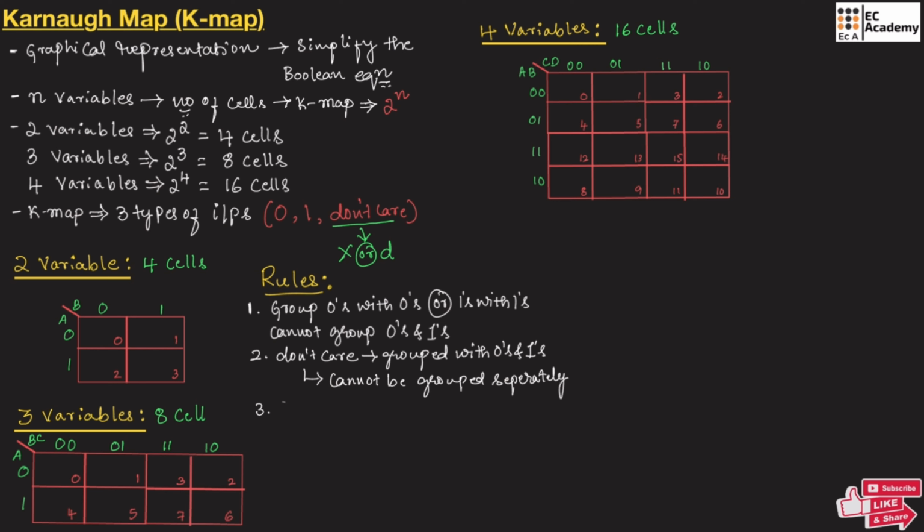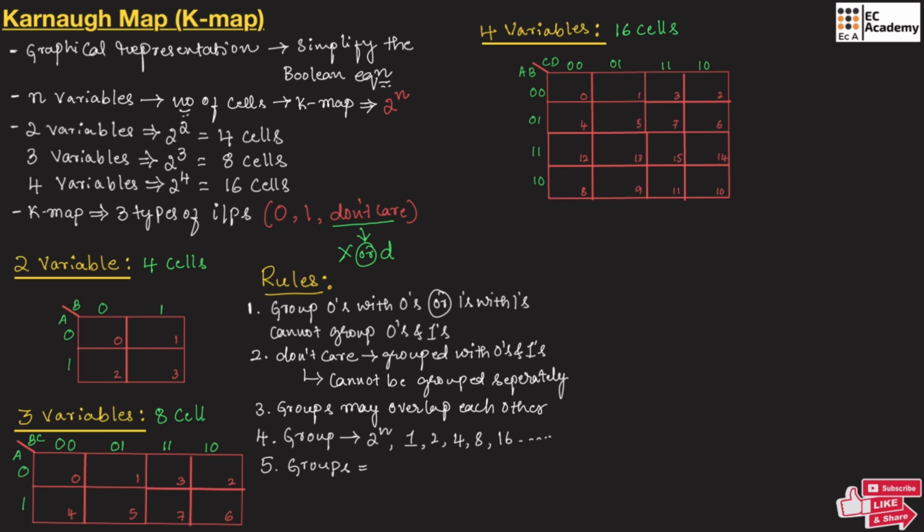Next rule states that the different groups may overlap each other. So here the different groups can overlap with each other. Each group must consist of 2 to the power of n, which means we can group as 1, 2, 4, 8, 16 and so on. So we can group either a single variable, or 2, or 4, or we can make a group of 8 or 16 and so on.